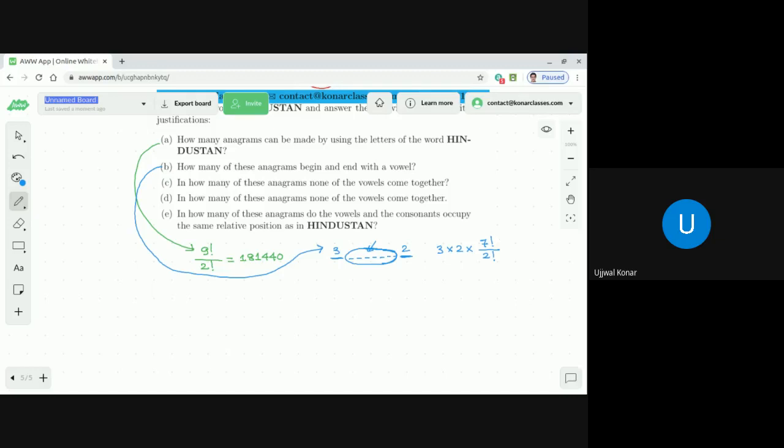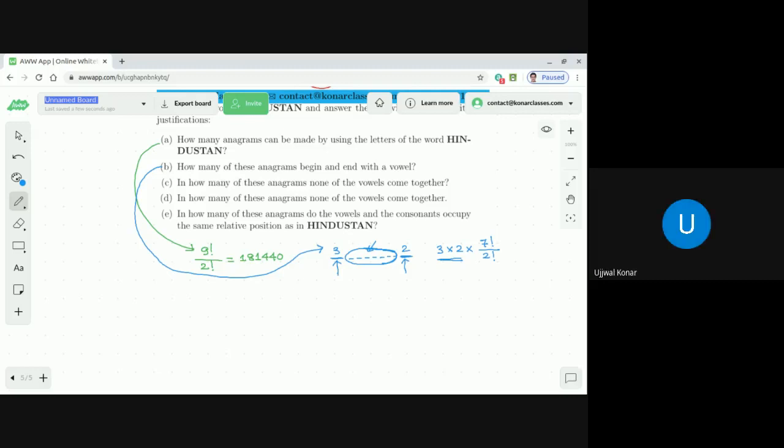Anyone has any smallest doubt here? I can repeat once more. The question is: how many of these anagrams begin and end with a vowel? We see there are 3 vowels. If we put one vowel in the first position, then the end position can be filled with the 2 remaining vowels. Correct or not? So the total number of ways you can do it is 3 into 2. Now, after filling the first position and last position, we have 7 letters, 6 consonants and 1 vowel. Out of these 7 letters, we found 2 are alike. So how many ways can we make the pattern, anagram, or arrangement? Factorial 7 by factorial 2.